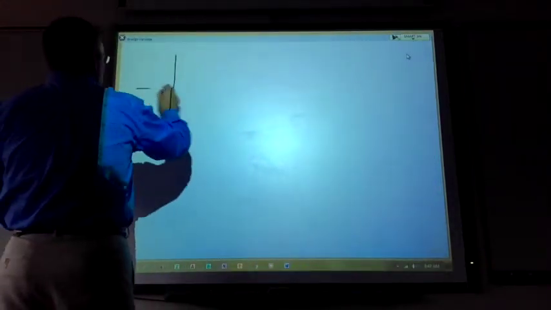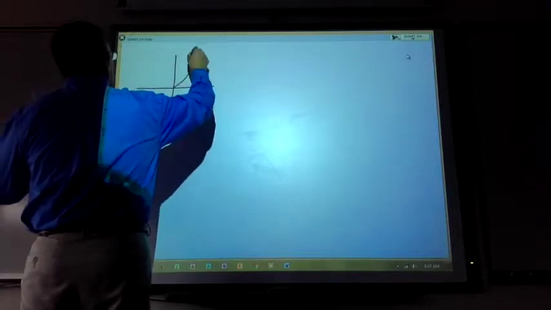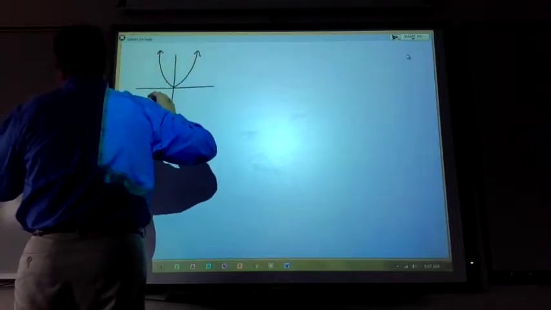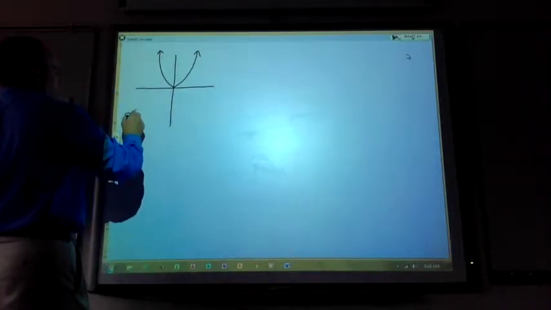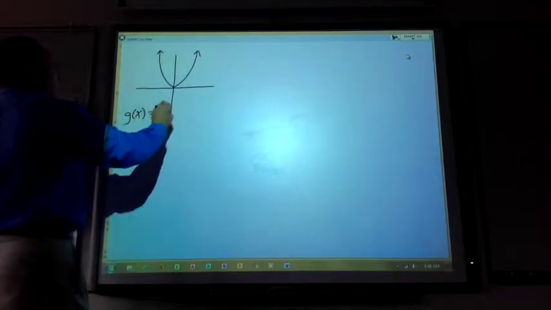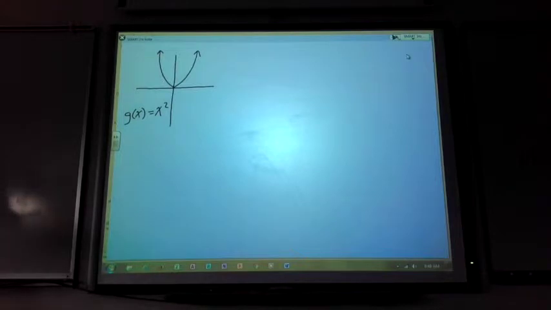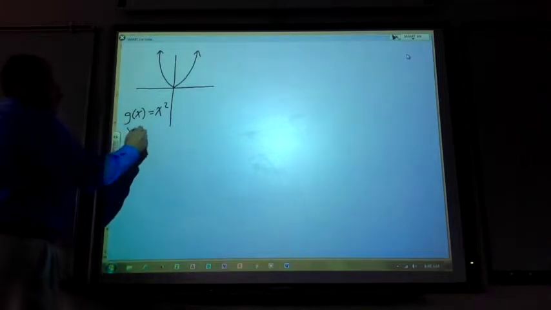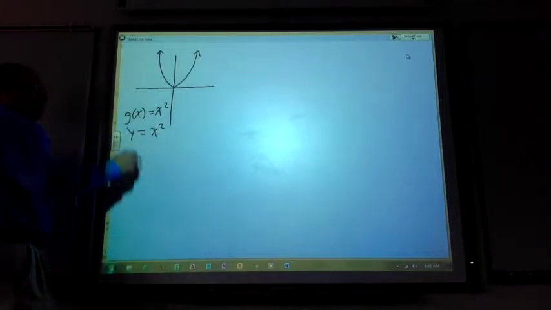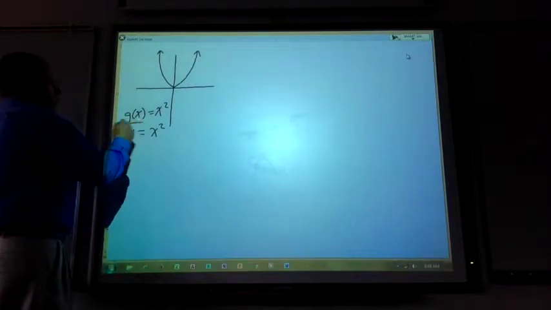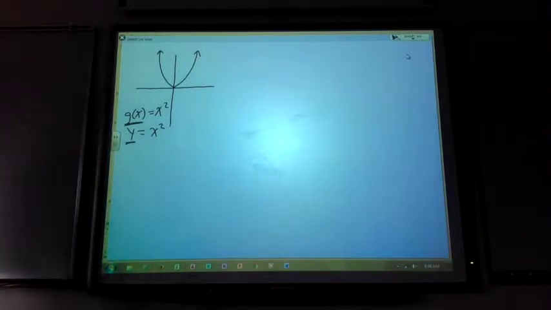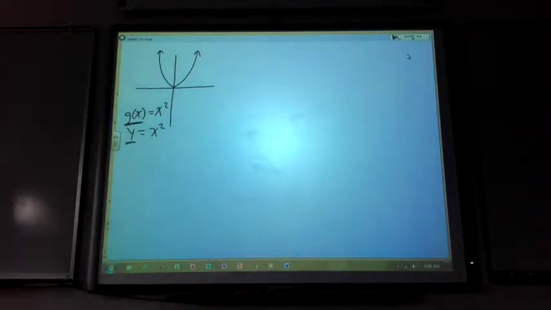So I have a parabola. It looks something kind of like that. So my equation, they're using g at x. g at x is the same as what letter? Is this and this the same thing? Yes. So what is g at x the same thing as? y equals. Okay? So functional notation and just standard notation. Okay. So we have a parabola. It comes down, bounces, goes up.